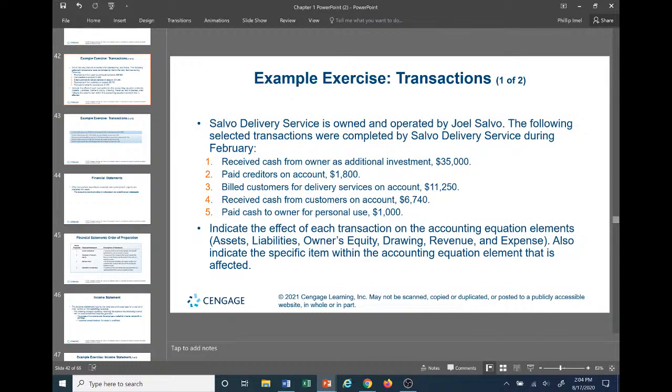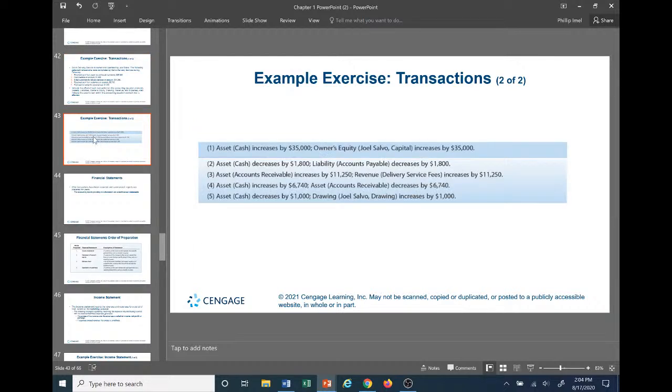The last one, we paid cash to an owner for personal use of $1,000. So obviously, cash is an asset, it's going to go down, it's going to reduce our assets, and it's also going to reduce our equity. So cash, the asset, decreases by 1,000, obviously, because we're going to shoot it out to the owner. And the drawing will increase by 1,000. But if the drawing increases by 1,000, the net effect will actually reduce the capital.